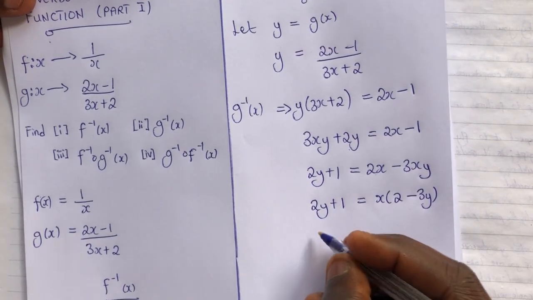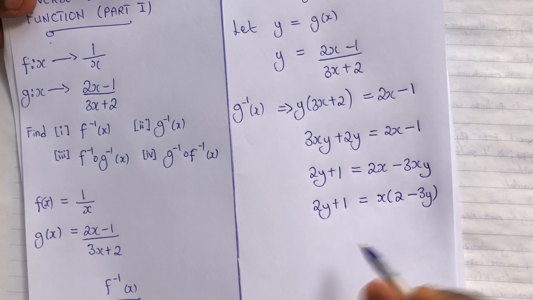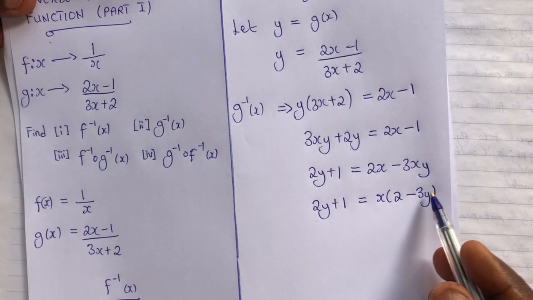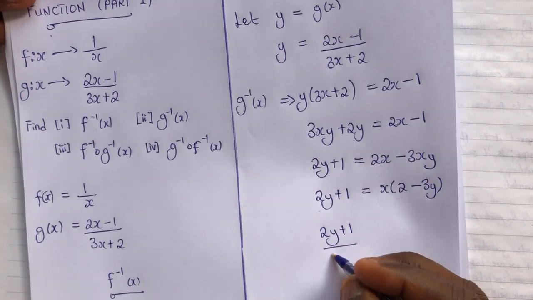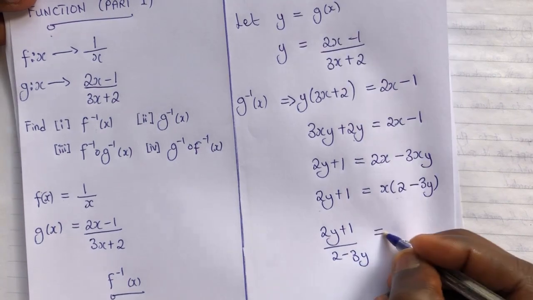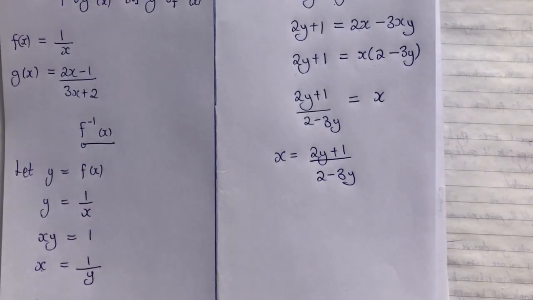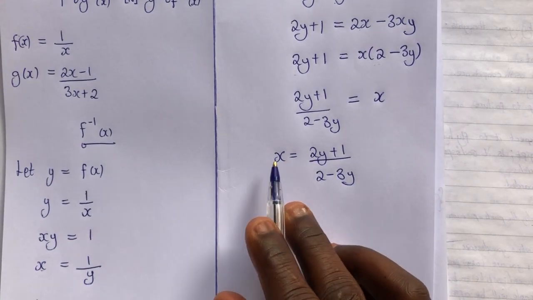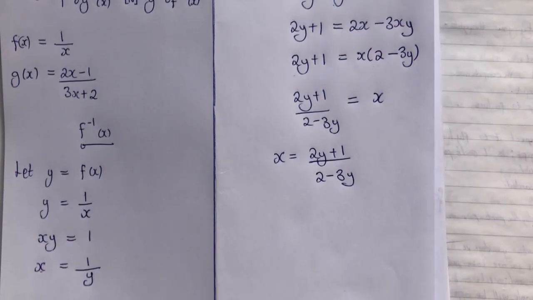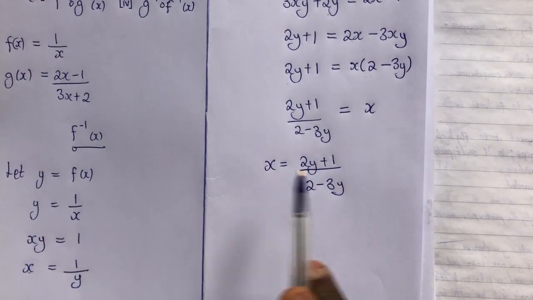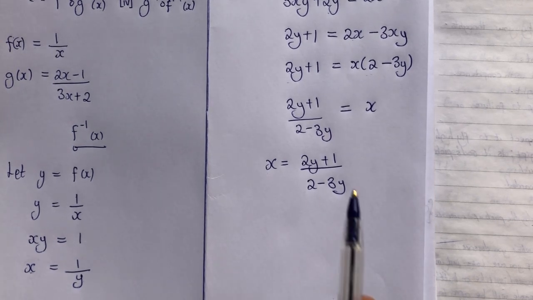Now to make x the subject, I will divide everything by 2 minus 3y. So I'll get 2y plus 1 out of 2 minus 3y will be equal to x. This will cancel. Let me rewrite. Now this becomes the inverse, but as we write the inverse, we interchange. Anywhere we see y, put x there. Anywhere you see y, put x there, and you write it as your inverse.